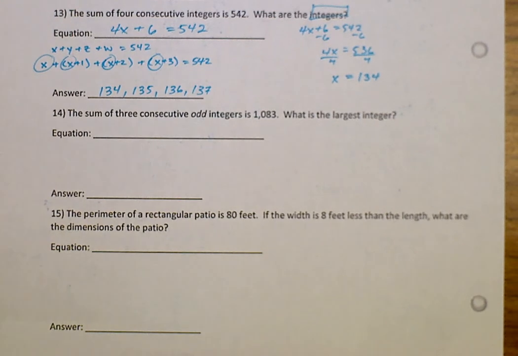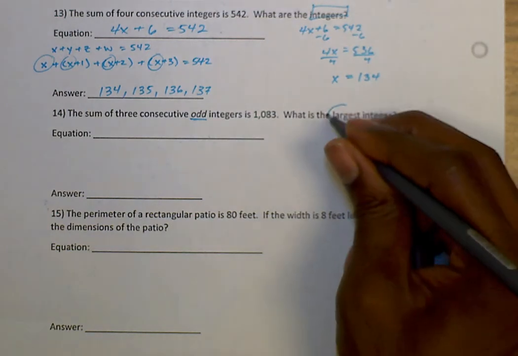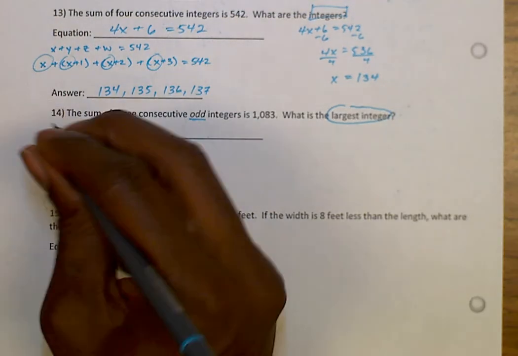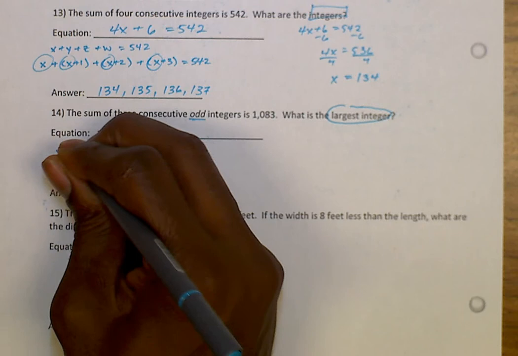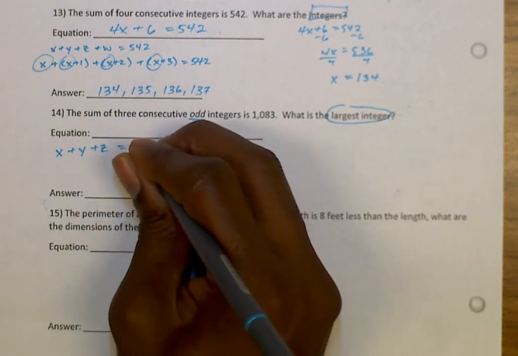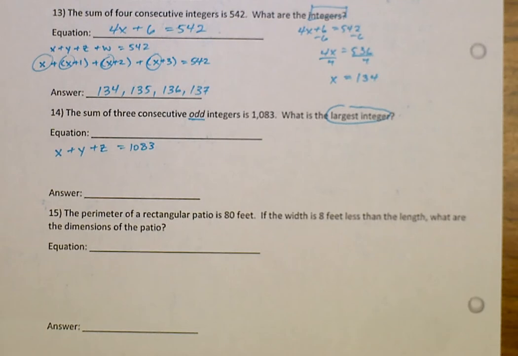Number 14 says the sum of three consecutive odd integers, notice odd here, is 1083. What is the largest integer? Okay, important, so that we're answering the correct question. Again, if we were thinking about this, we could say, okay, x plus y plus z equals 1083. But we would never be able to solve this because there's too many variables. So now we have to think about odd integers.